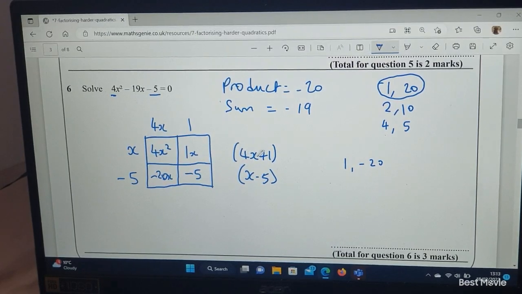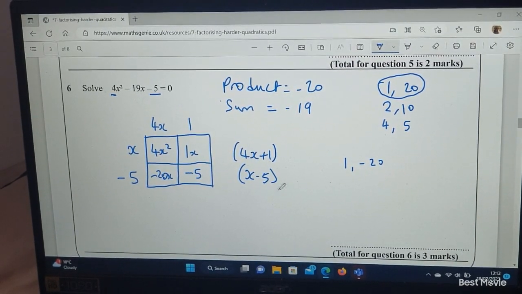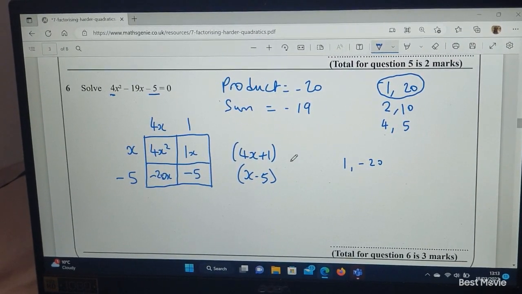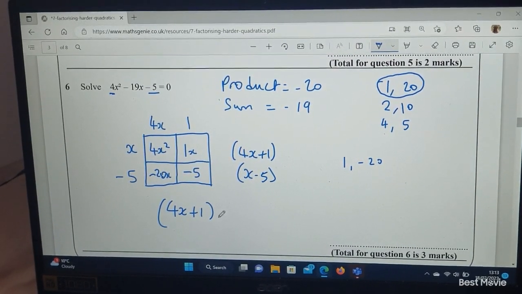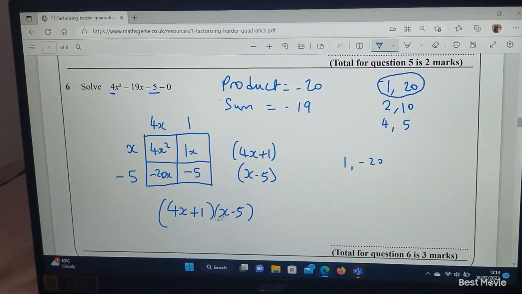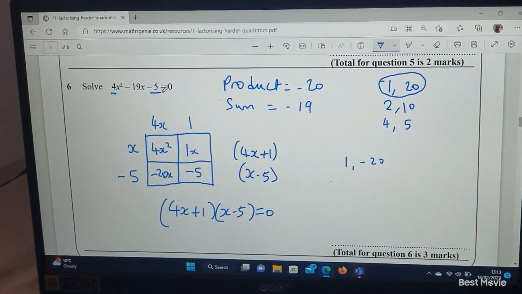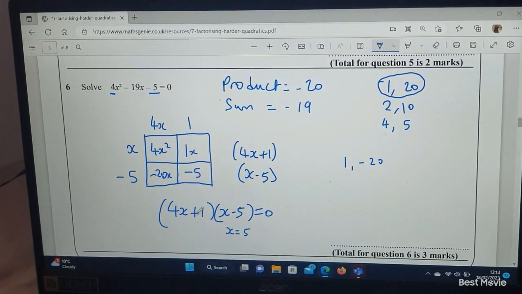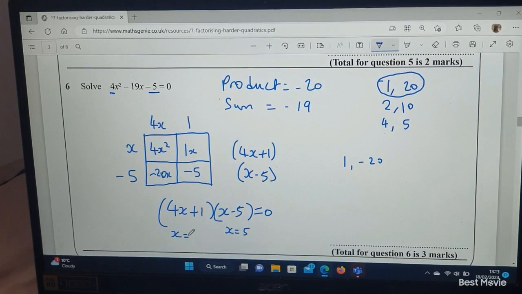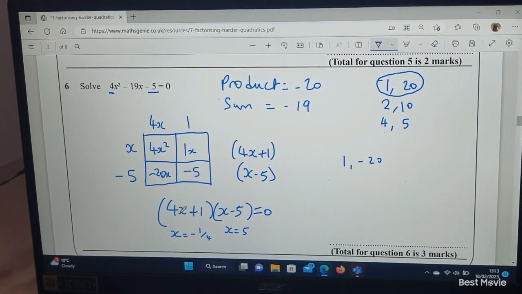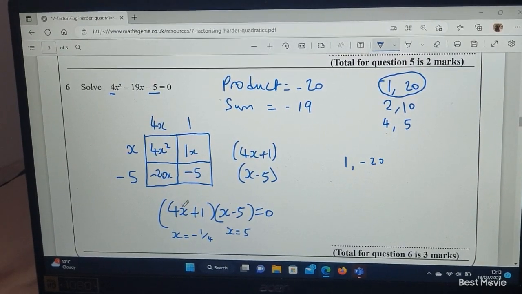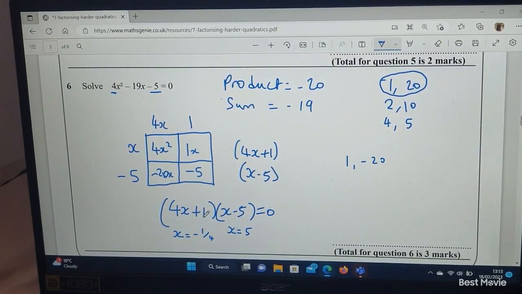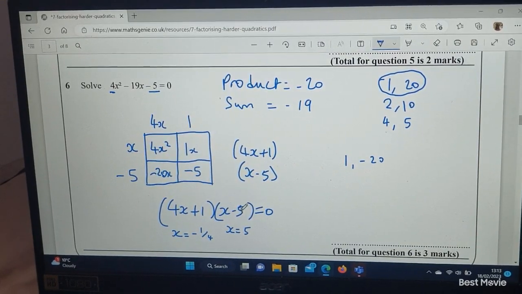So we're checking for these two to equal 0. Sorry, I'm going to write that on a straight line, equals 0 as per our question here. So for this to be 0, x must be 5. And for this to be 0, x must be minus 1 over 4. So 4 times minus a quarter, add 1 is 0. And 5 take away 5 is 0.